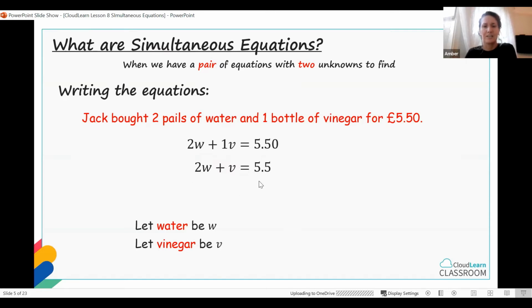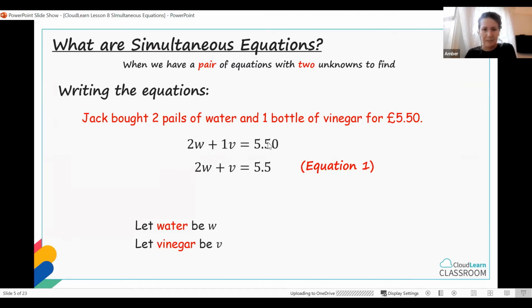So that second equation there is simply a nicer version of the first one. They are the same thing, okay? We've just got rid of the 1 in front of the V, we don't need it. We don't need that 0 there either, it doesn't have any use. So our first equation from that little problem is 2W plus V is 5.5.